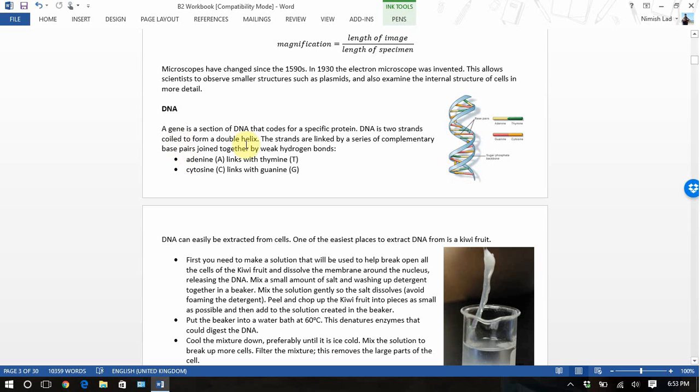At this point, pause the video, link the letters with the names and make sure you can spell them correctly. It has come up every now and again as a multiple choice question, and always a 1-mark question.